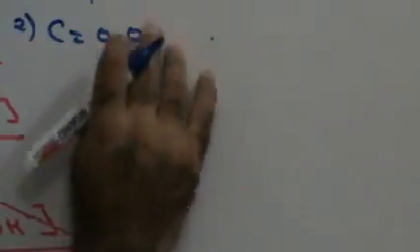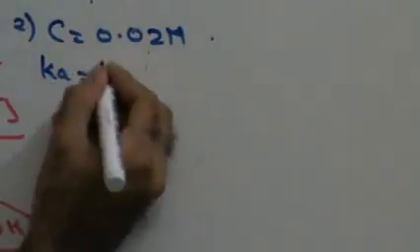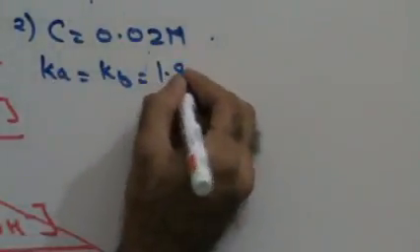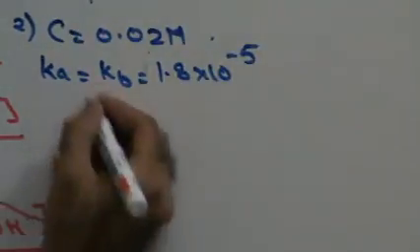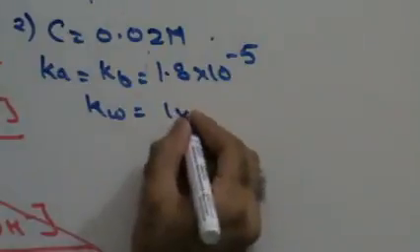Calculate the degree of hydrolysis of 0.02 molar ammonium acetate solution, where Ka is equal to Kb is equal to 1.8 into 10 raised to minus 5 and Kw is 1 into 10 raised to minus 14.